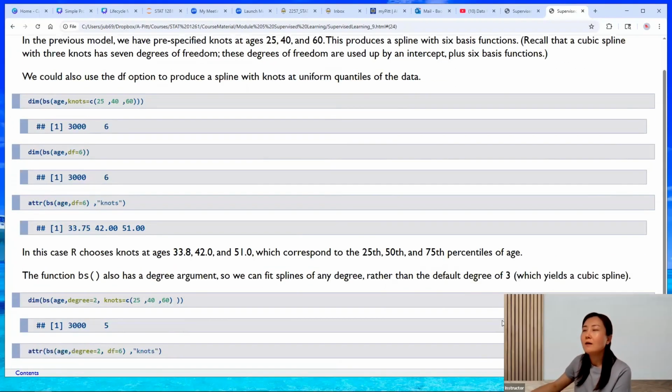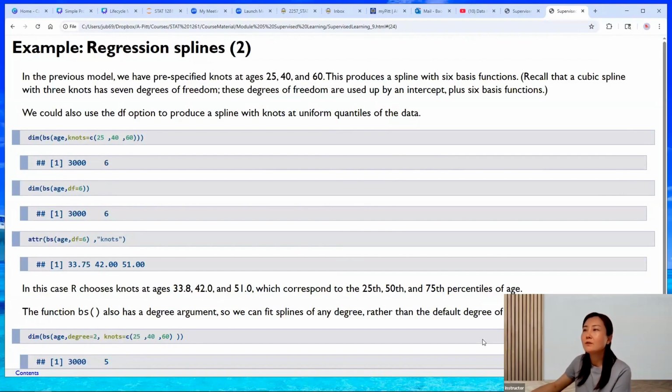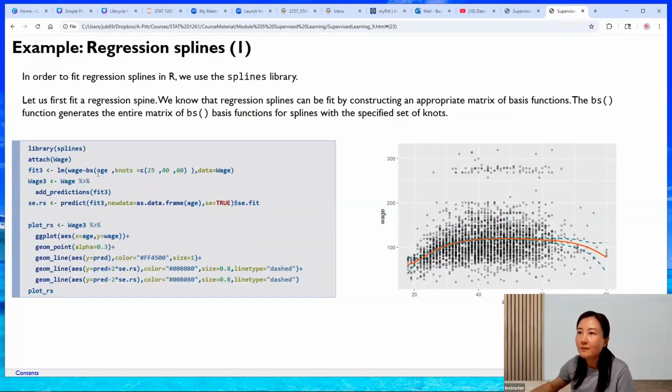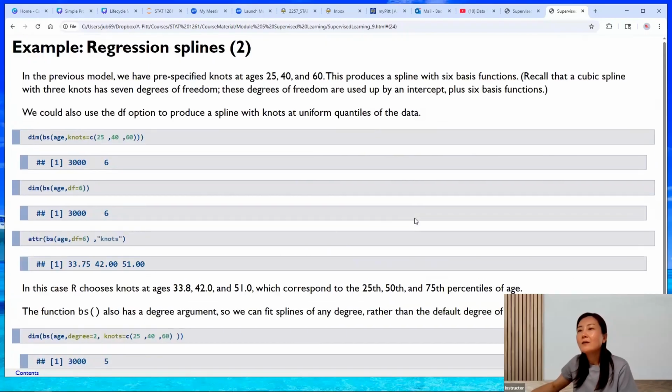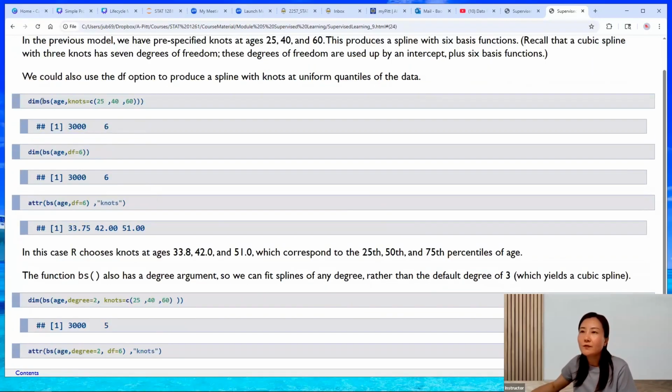And then let's calculate the degrees of freedom as a practice. By the way, by default, this bs function will fit a cubic spline. The degree is 3 by default. So now let's calculate the degrees of freedom if we fit this cubic spline with 3 knots.